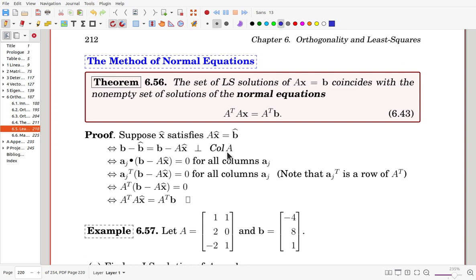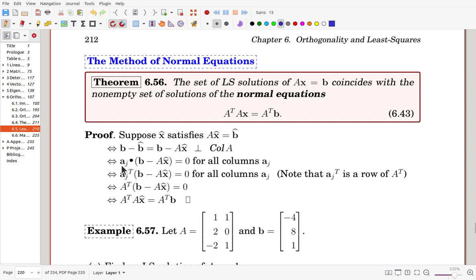So all columns, the set of columns, is a spanning set. For all vectors in the spanning set, the dot product is 0. Being orthogonal to the column space of A means that for each vector in the spanning set, the dot product must be 0. You already know that.